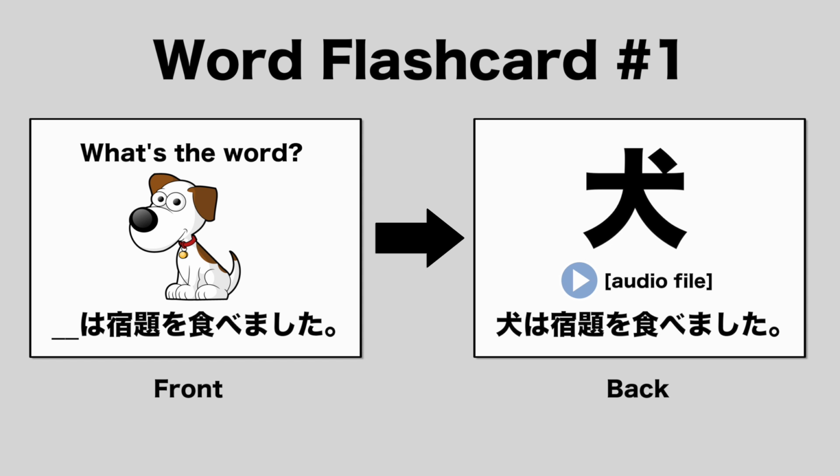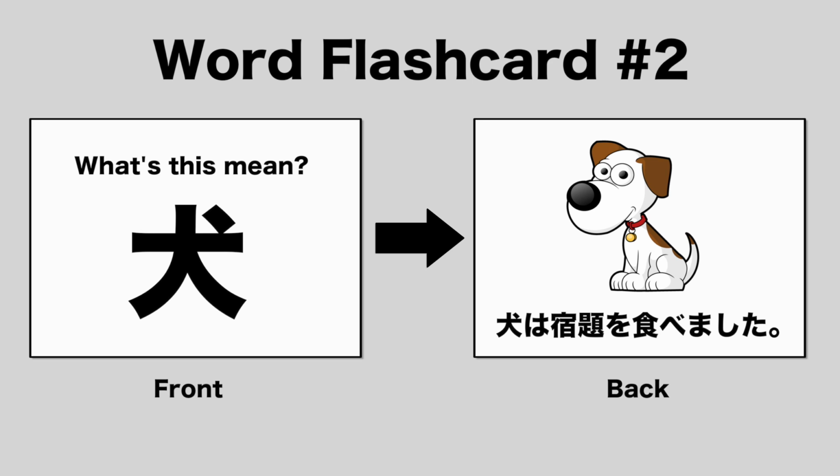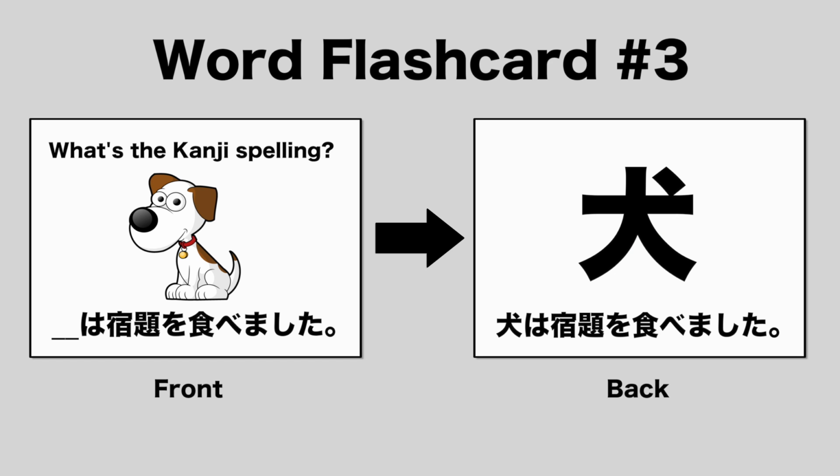So now that we've dealt with learning kanji characters, we simply have to deal with learning the word, and we're going to do that in the same way that we did previously, and that is to have 3 more flashcards, one for oral production, one for reading comprehension, and finally one for kanji spelling.